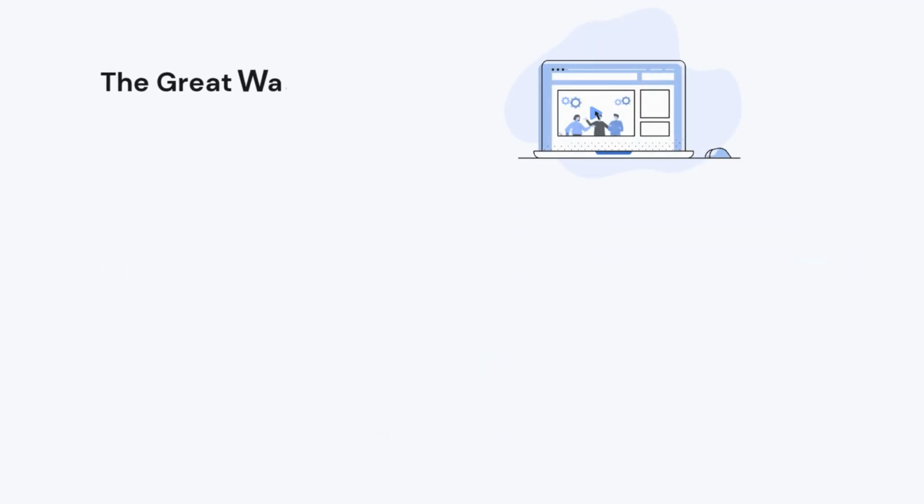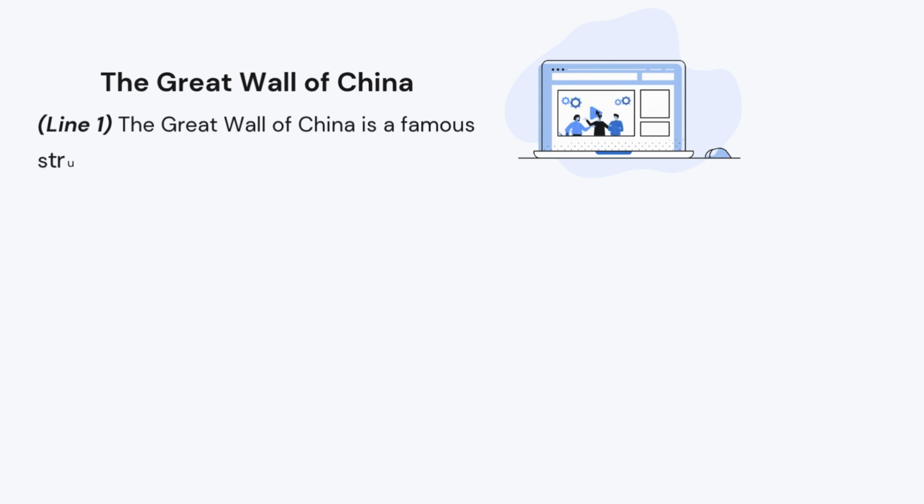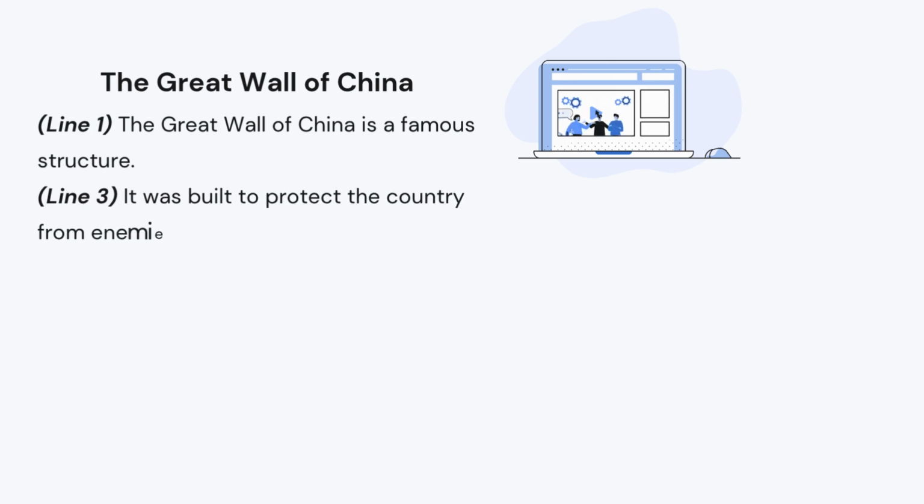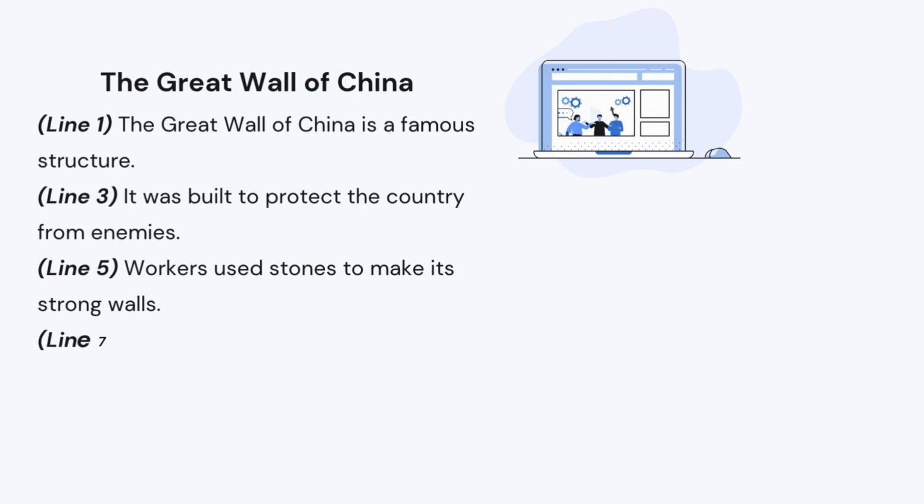Let's look at some examples. Here is a short passage. Line 1. The Great Wall of China is a famous structure. Line 3. It was built to protect the country from enemies. Line 5. Workers used stones to make its strong walls. Line 7. They worked for many years to finish it. Line 9. Today, tourists visit this historic site.